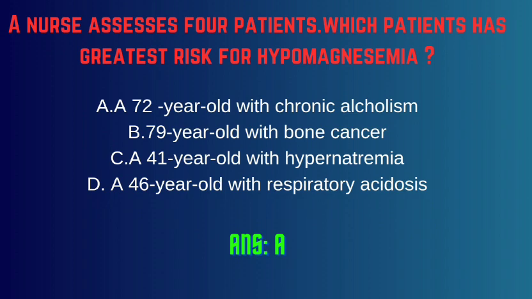The next question is, a nurse assesses 4 patients. Which patient has greatest risk for hypomagnesemia? A 72-year-old with chronic alcoholism, a 79-year-old with bone cancer, a 41-year-old with hypernatremia, a 46-year-old with respiratory acidosis. Answer is A.